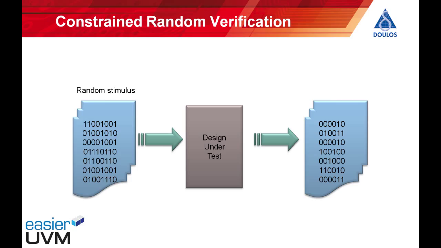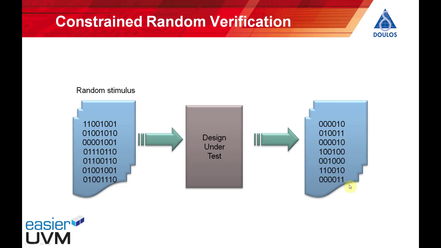Going back a step, one of the main purposes of UVM is to support constrained random verification. And if you remember, in constrained random verification, we're going to randomize some element of the stimulus that we inject into the design under test, which means as a result that the output from the design under test will also be randomized to some extent.